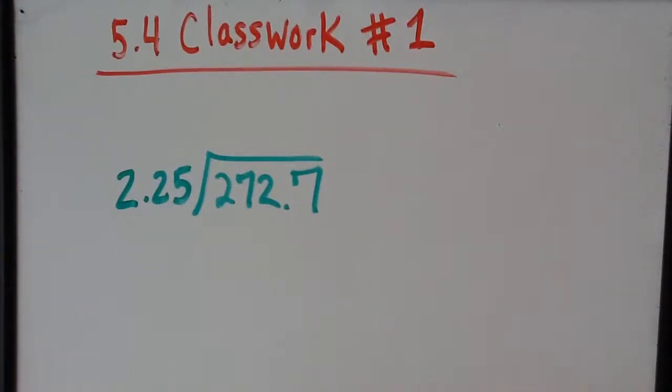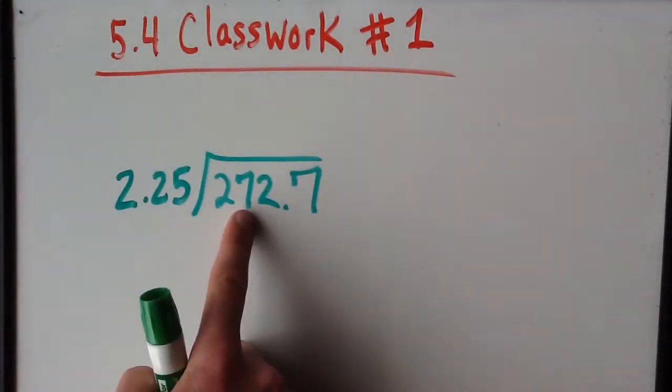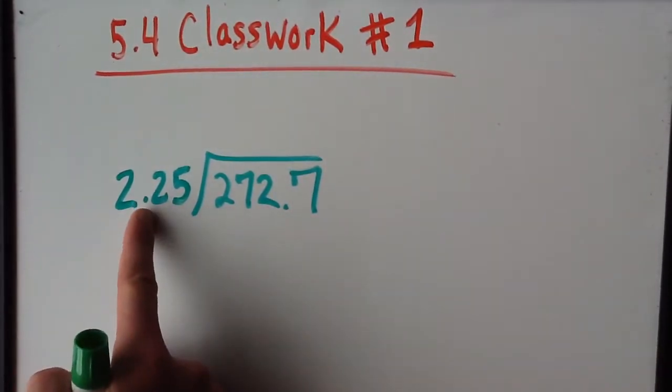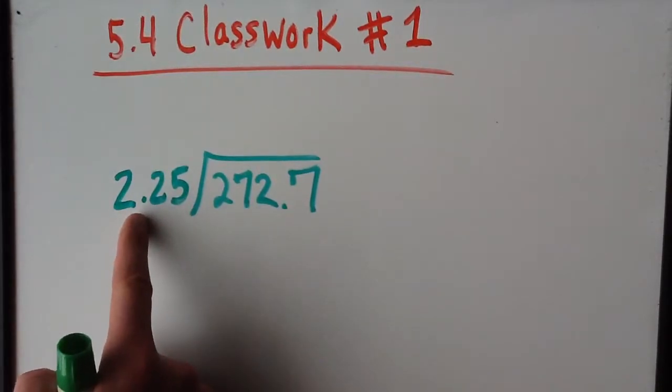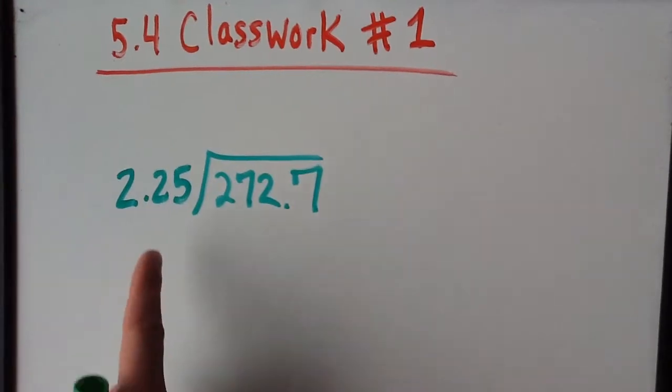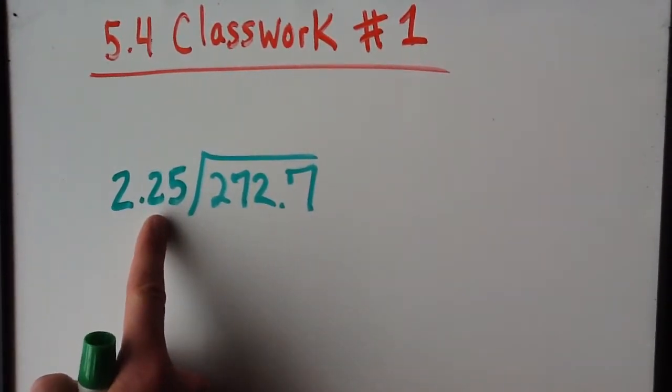Okay, sixth grade, this is problem number 1 from 5.4 classwork page on dividing decimals. So here we have 272 and 7/10 divided by 2 and 25 hundredths. Now, when you divide by decimals, you cannot have a decimal outside the division bracket. Or you could say it like this. You got to have a whole number outside the division bracket.